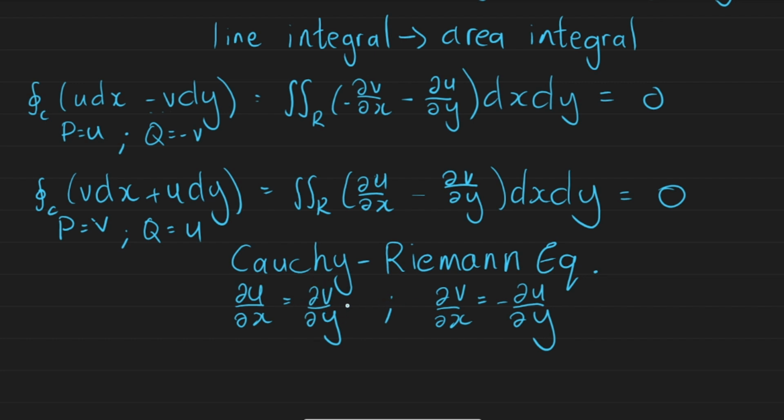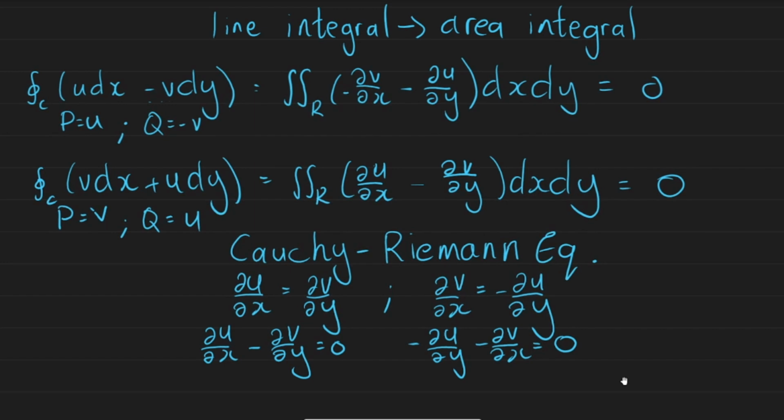So if we bring this dv dy to the other side, we get du dx minus dv dy equal to 0. And if we do the same to the other side, for the second equation, we take dv dx to the other side, we're going to get minus du dy minus dv dx is equal to 0.